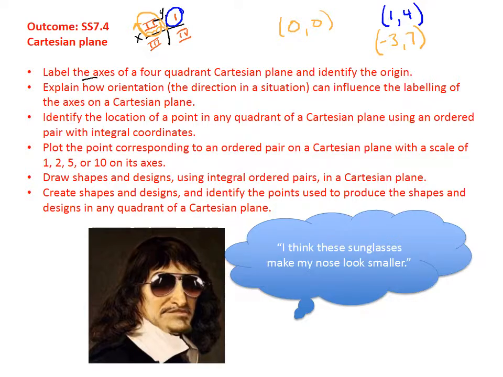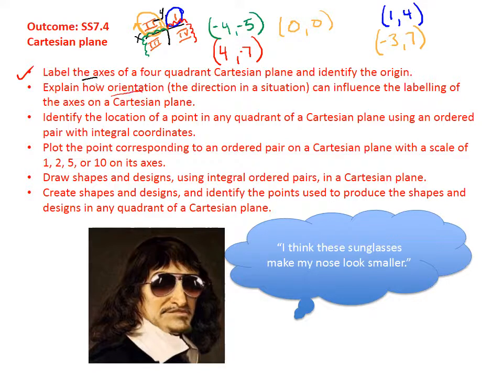Quadrant 3 is negative on the X and negative on the Y. So something like -4, -5 would land you in quadrant 3. And then quadrant 4 is positive on the X and negative on the Y. Make sense? Okay, so we have labeled it, found the axes, found the origin, labeled all the quadrants.